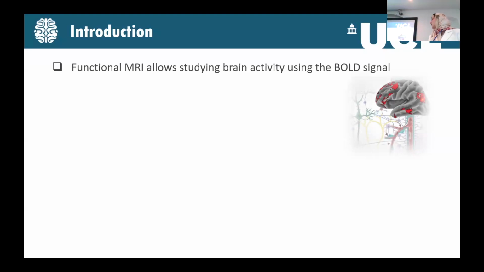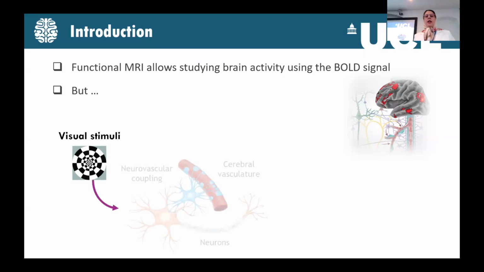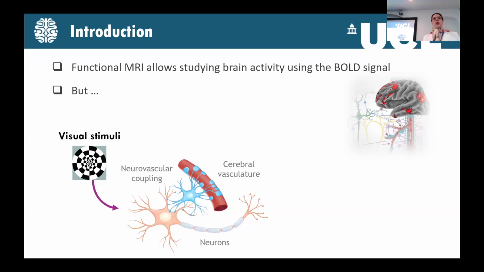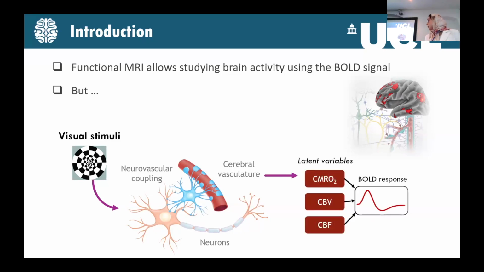So many of us are using fMRI to study brain activity through measuring the BOLD signal, but BOLD is only an indirect measure of neural activity. Here's what happens when a stimulus is presented: neurons fire, and this triggers the neurovascular unit, and a cascade of changes in the oxygen level, cerebral blood flow, and blood volume then follows. Together, all these shape the BOLD signal that we detect.